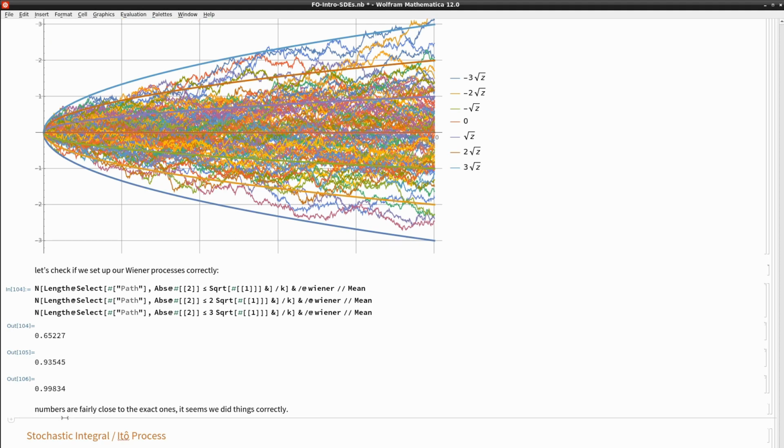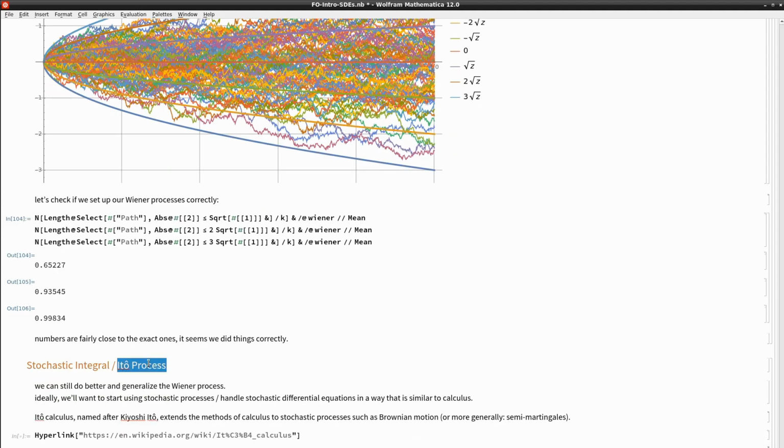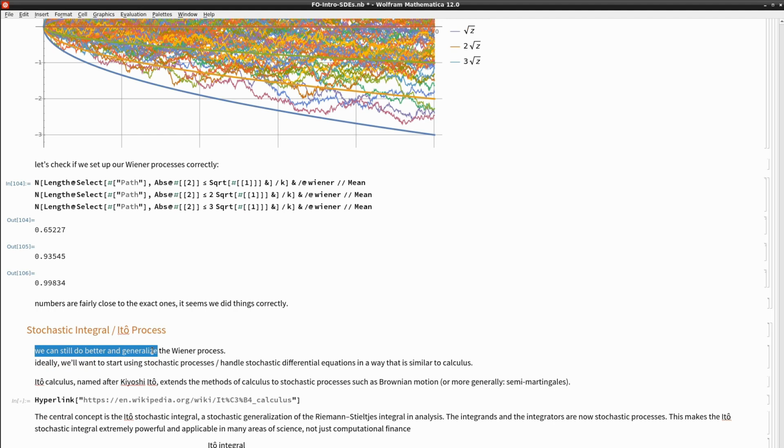Let's advance one step further and come to the stochastic integral, right? This is a key feature in stochastics. The Ito process is absolutely important to know about and to understand and to be able to manage. We can still do better and generalize the Wiener process. What we really want, ideally, is to handle stochastic differential equations in a way that is similar to calculus. We are familiar with calculus, we know how to do calculus, but we can't really handle the stochastic differential equations yet. And the Ito process, or more specifically the Ito integral, is a way that lets us treat the stochastic differential equations in a way that is similar to calculus.